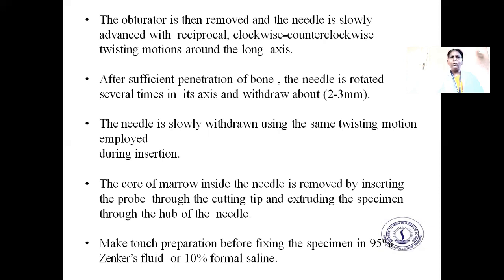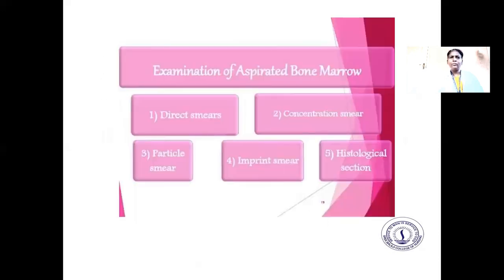The core of marrow inside the needle is removed by inserting the probe through the cutting tip and extruding the specimen through the hub of the needle. Make a touch preparation before fixing the specimen in 95% zinc fluid or 10% formal saline.